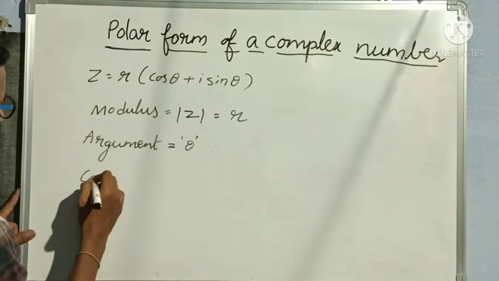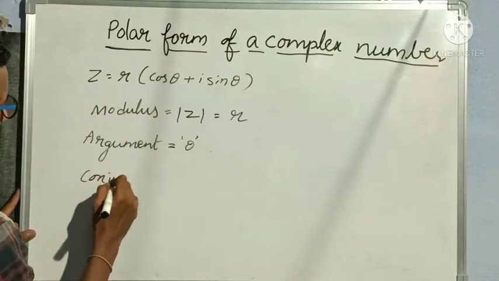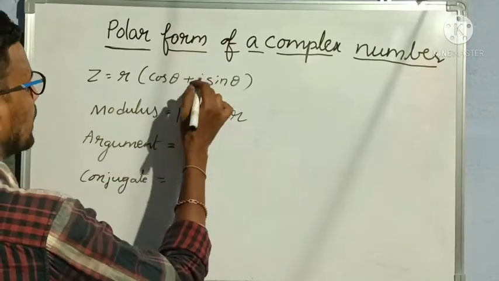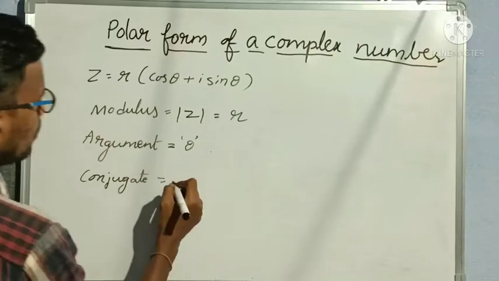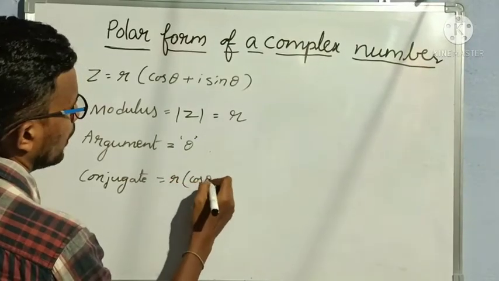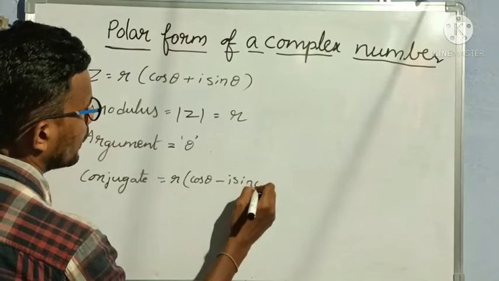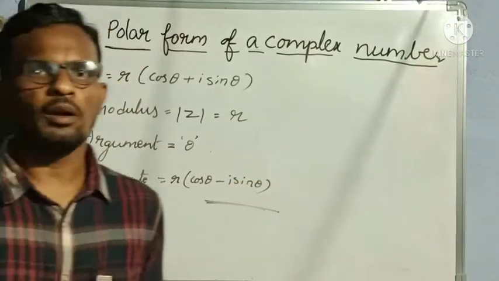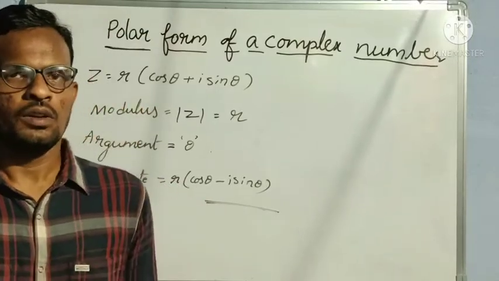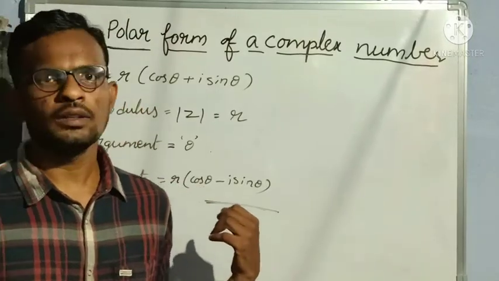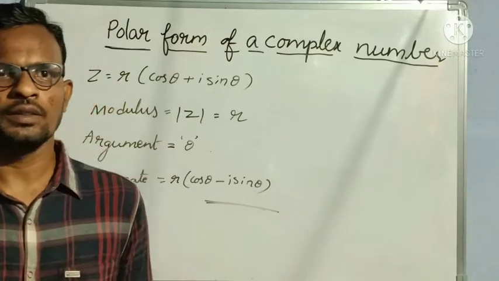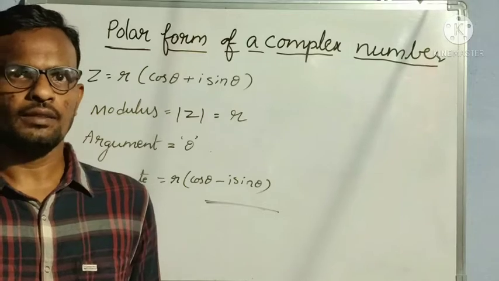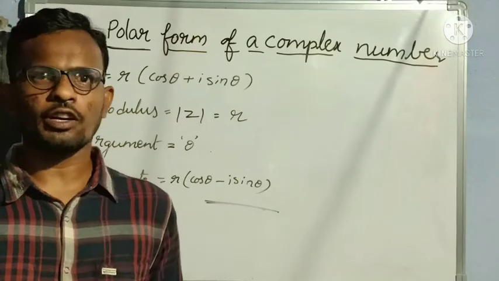And conjugate. Conjugate means in the place of plus I, it should be replaced by minus I. So r of cos theta minus I sin theta. This is the concept of the polar form of a complex number. So students, this is a small topic, polar form of complex numbers. I hope everybody understood this topic. Very important in finding the argument, modulus and conjugate of a complex number.